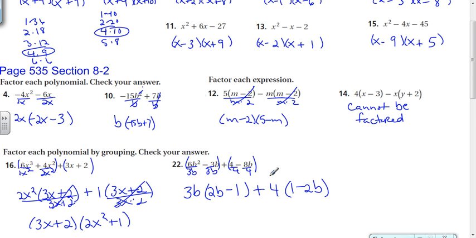So I can multiply the 4 by a negative 1, and I can multiply the parentheses by negative 1, because a negative 1 times a negative 1 is positive 1. So that's 3b times 2b minus 1, and then 4 times negative 1 is negative 4. When I multiply 1 times negative 2b times negative 1, the signs switch, so I'm going to have a positive 2b, and I'm going to have a negative 1. And now I have a common factor of 2b minus 1. I divide that out, and I'm left with 3b minus 4.